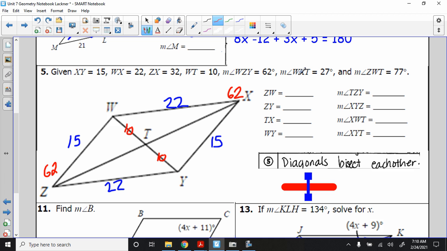Now let's look at this next angle they give us, WXT. Now they're starting to give us a little more information. WXT is a part of that 62. That's 27. Now check this out. Watch what I can do with this 27. So 27's here. I now know what this piece is. I can say 62 minus 27. So this angle is 35.